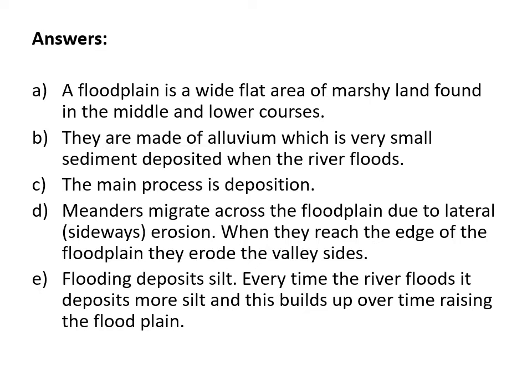Now, what I've written here is a fairly concise and brief version of these. I'm going to go into these in a little bit more detail in a minute, and then allow you some time to add any more writing and perhaps even some diagrams to what you've written here. So, D, meanders migrate across the floodplain due to lateral sideways erosion. We've learned that before. When they reach the edge of the floodplain, they erode the valley's sides. There's something new. We'll visualize that in just a moment.